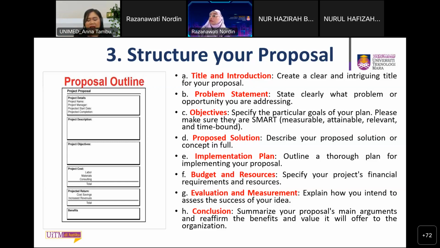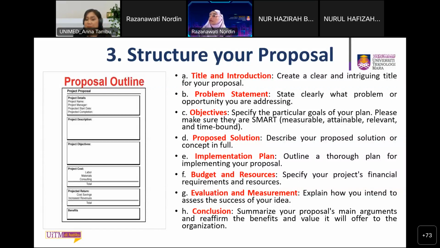Now, the next one is budget and resources. So, in budget and resources, you should specify the financial requirements and necessary resources for implementing your proposal. So you should provide a comprehensive breakdown of costs, including personnel, equipment, technology, and any other relevant expenses.